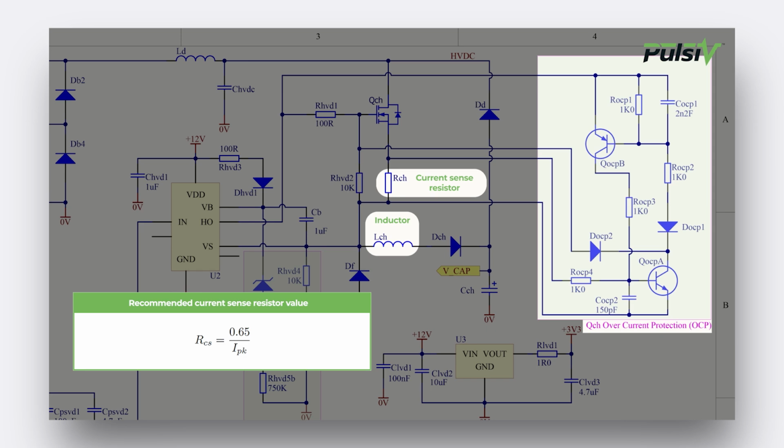The threshold of the overcurrent protection circuit will vary as a consequence of this, and adequate thermal margins should be provided.